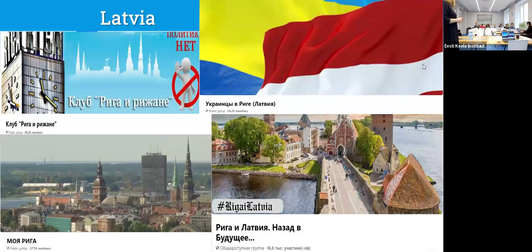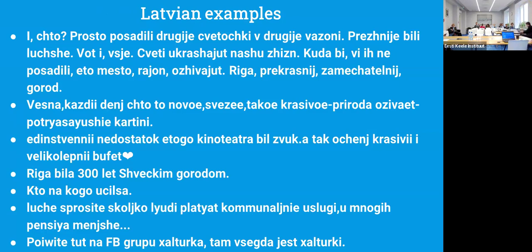Then in Latvian groups, there are just some pictures, and as you can see, there is also a Ukrainian group. Basically, of course, the challenges people have when they use the Latin alphabet for writing in Russian are obvious: those sounds that are not normally represented in a Latin alphabet.